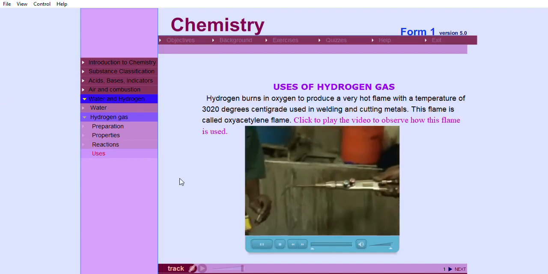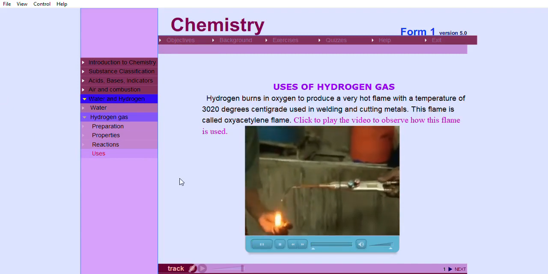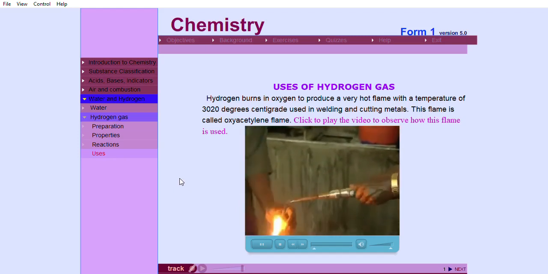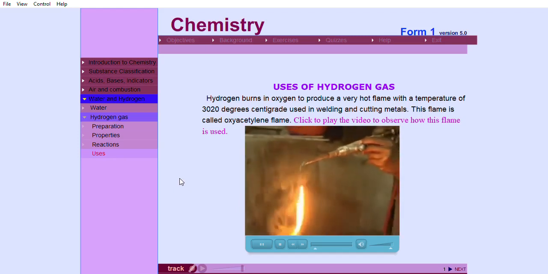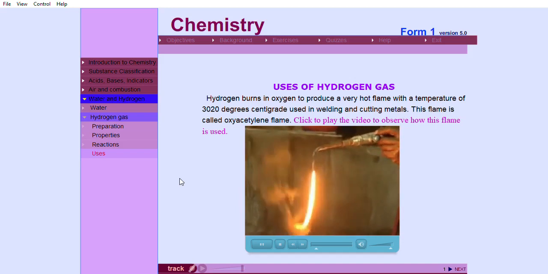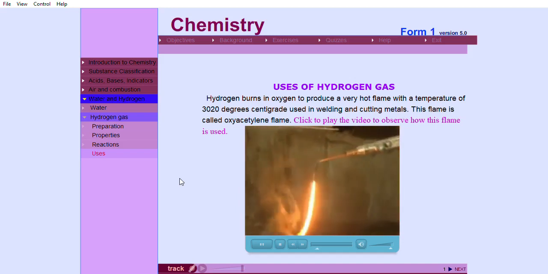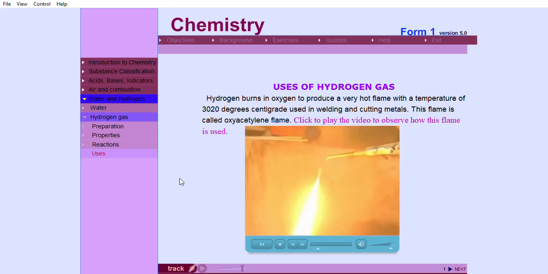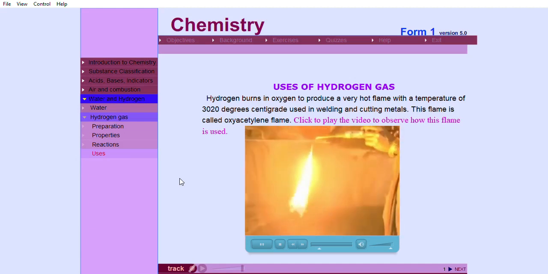Hydrogen burns in oxygen to produce a very hot flame with a temperature of 3020 degrees centigrade, used in welding and cutting metals. This flame is called oxyacetylene flame. Click to play the video to observe how this flame is used.